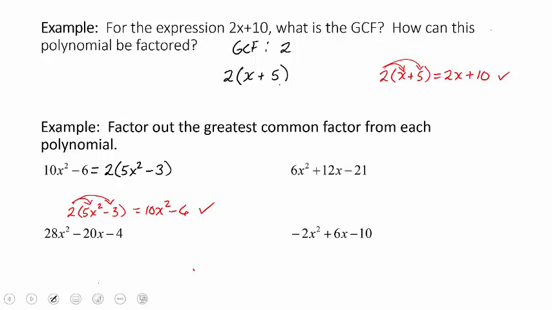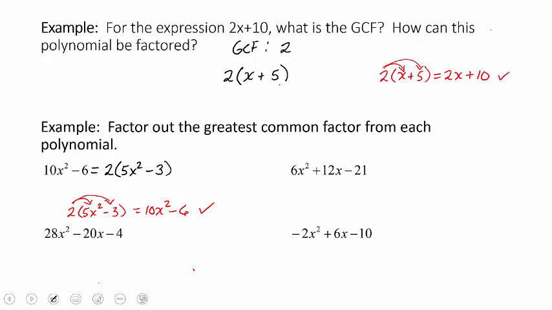Okay, in this next example, we've got 6x squared plus 12x minus 21. Okay, again, the biggest thing I notice if I'm trying to factor out a greatest common factor, the last term doesn't have a variable involved, right? So I can't pull out a variable factor. I can only pull out a number here, right? So I'm looking at 6, 12, and 21, okay? 6 goes into 12, but it doesn't go into 21, right?